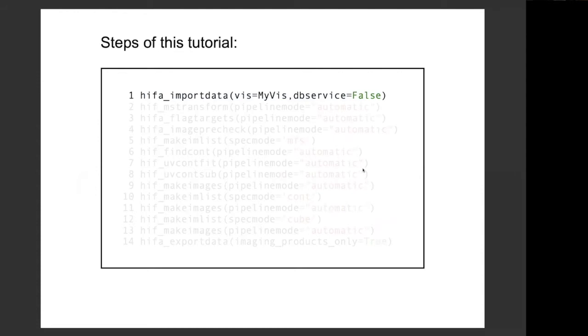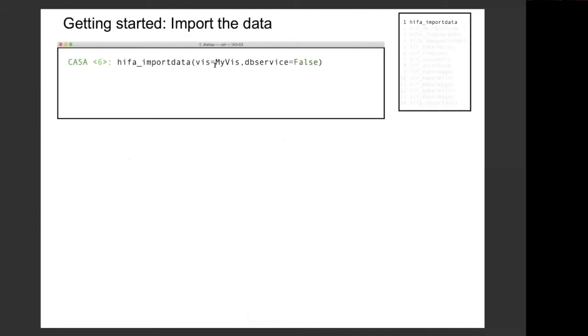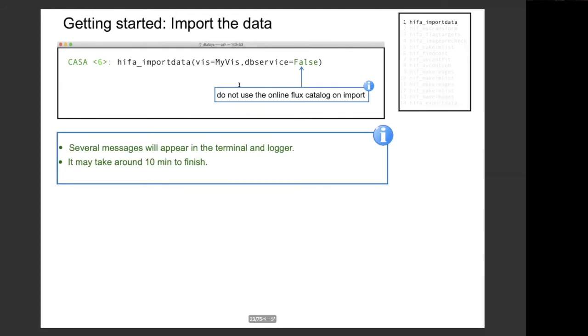The first thing we have to start with right away is the import data command, in this way. In your CASA prompt, you type import data, and then vis equal to myvis, which is the variable that we defined previously. Then db service equals false, which is necessary so that it doesn't use the online flux catalog on import. You type this command, and several messages will start appearing in your CASA terminal and also in the CASA logger. It's going to take around 10 minutes to finish, depending on your computer, but on average I think it's going to take around that time.